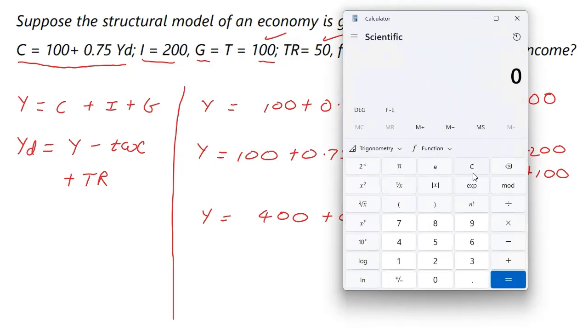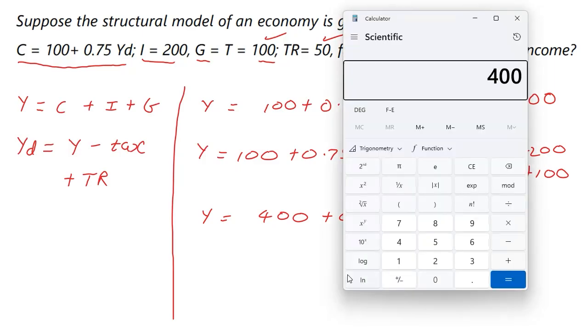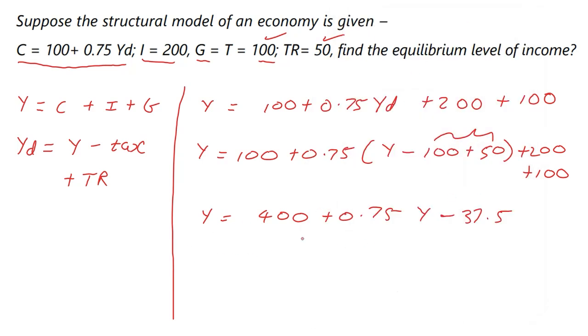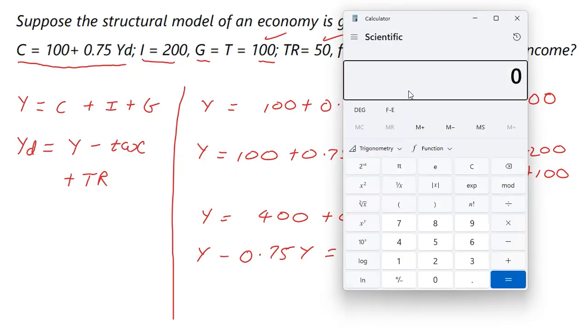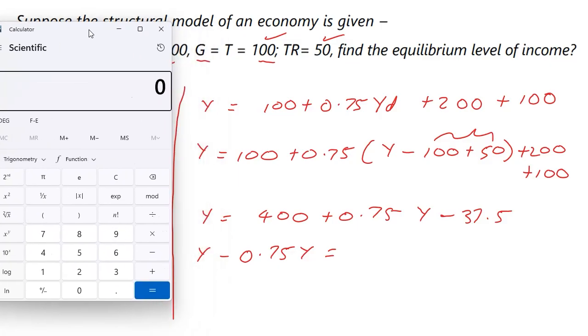So 400 minus 37.5 gives me 362.5. And at the same time, I've got 0.75Y over here. So it's going to be Y minus 0.75Y is equal to, and I can then simply write down what was already calculated, minus 37.5.